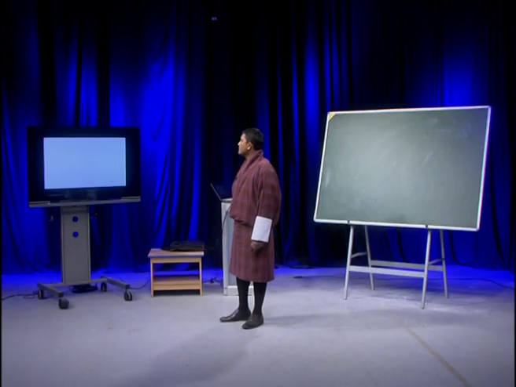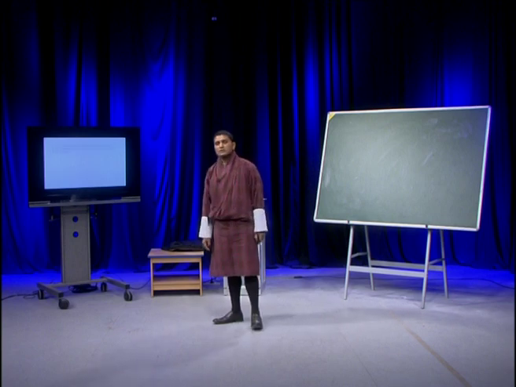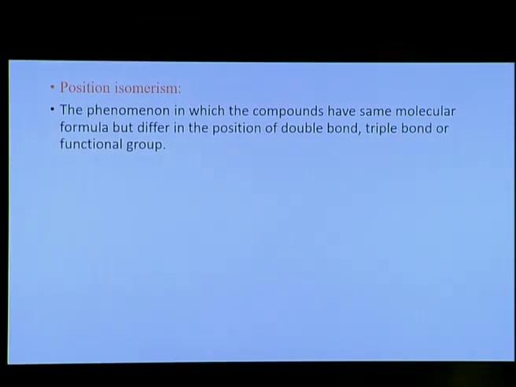Next, we have another type of structural isomerism, which is position isomerism. In position isomerism, the compounds have the same molecular formula, but they differ in the position of the double bond, triple bond, or even the functional group. So, this is called position isomerism. The position of the double bond, triple bond, or functional group along the carbon chain differs.